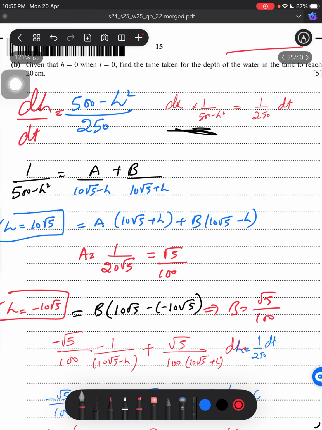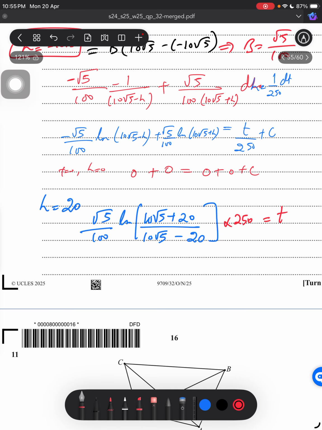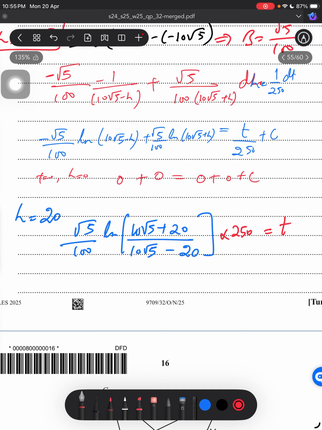You're asked to find the time taken. If you look at the above value, when t and h were 0, we weren't able to find the value for t, but at this point when h is 20, you can get the final value of 5 point something maybe. Let me just check from the marking scheme. It would be 16.14.